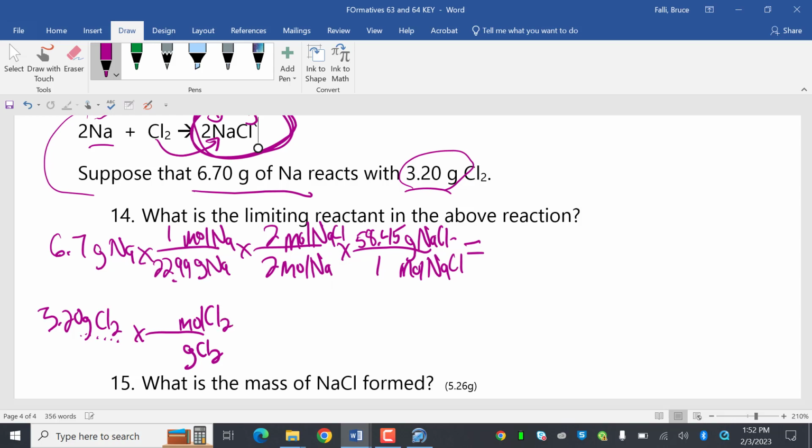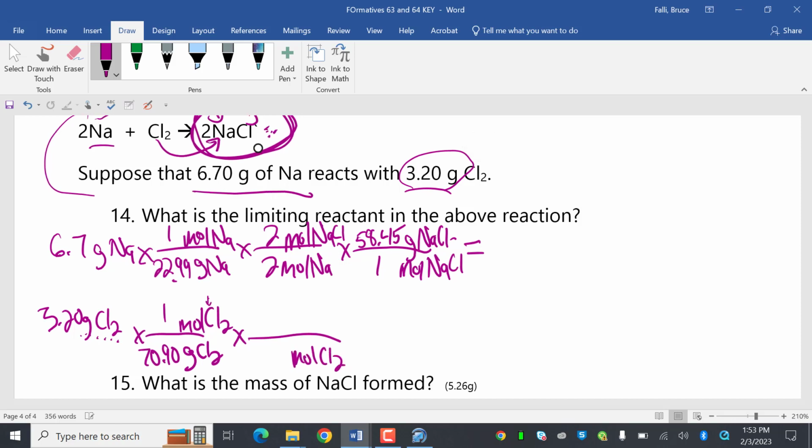Always go through moles. When I go to the periodic table, one chlorine is 35.45, so Cl2 is 70.90. Now I'm in moles of Cl2, but again, I want grams of NaCl. Wrong unit. Moles of Cl2 on the bottom.